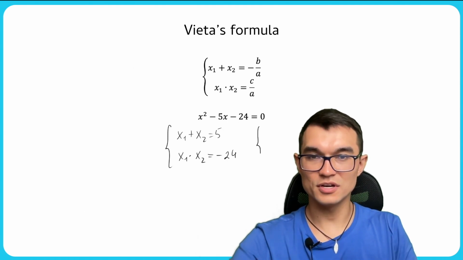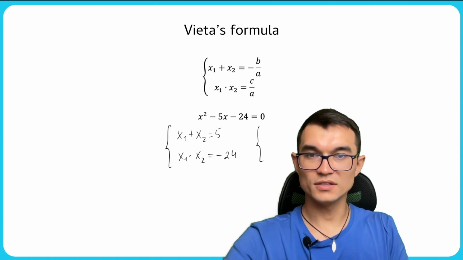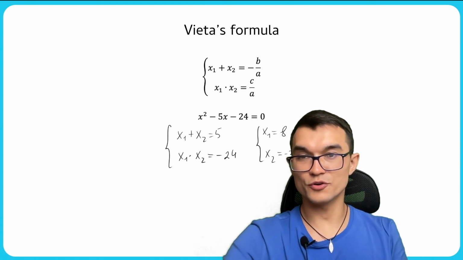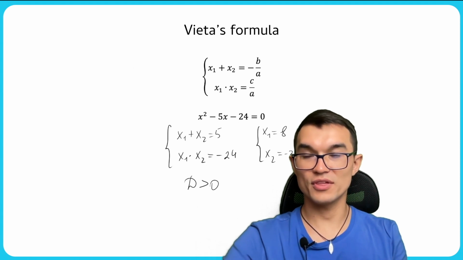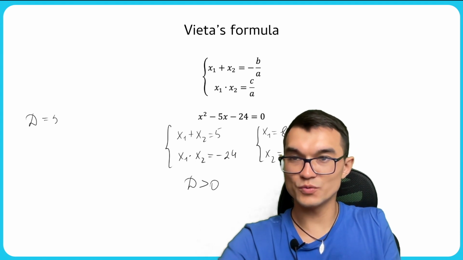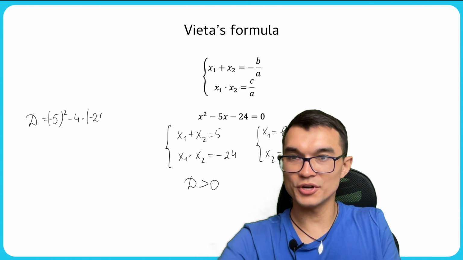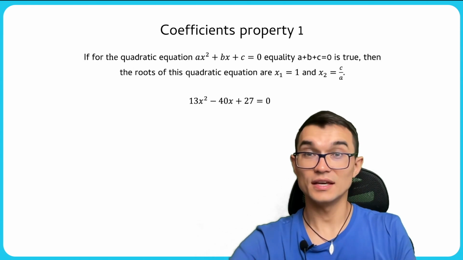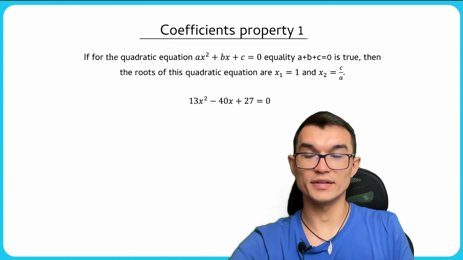And I think of two numbers whose sum is 5 and product is minus 24. And it looks like 8 and minus 3 work here. Notice that Vieta's formula only works for the discriminant which is positive. So it's worth finding the sign of the discriminant first, at least in your mind. In that case, we would have minus 5 squared minus 4 times minus 24, which is 25 plus 96, which is obviously positive. Now let's move to methods of solving quadratic equations that are not so widely spread.